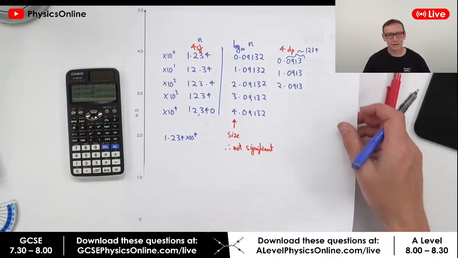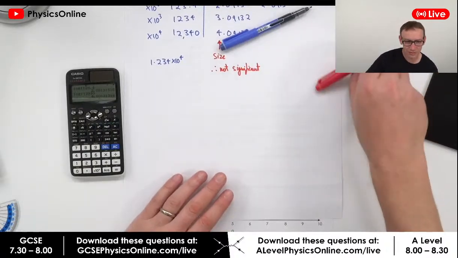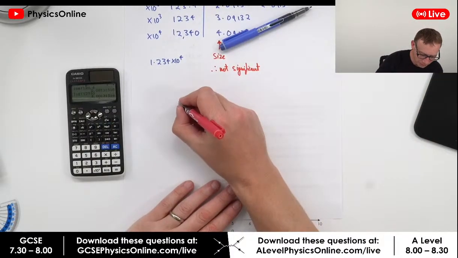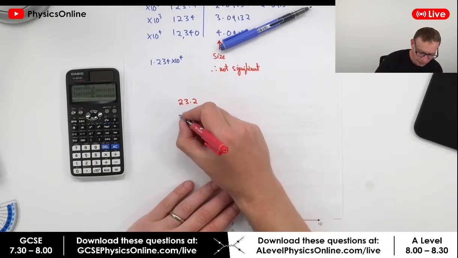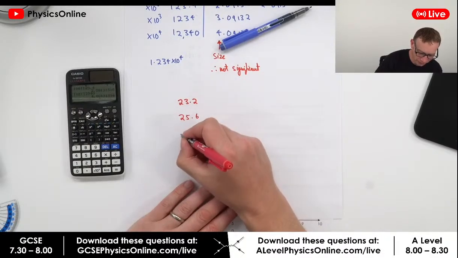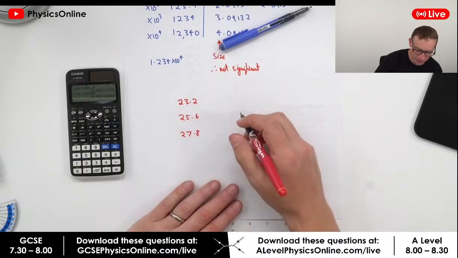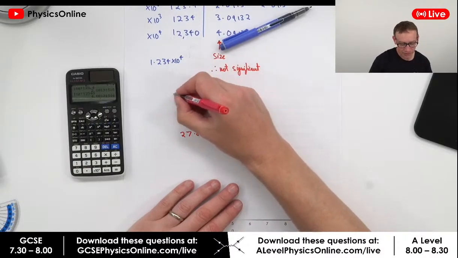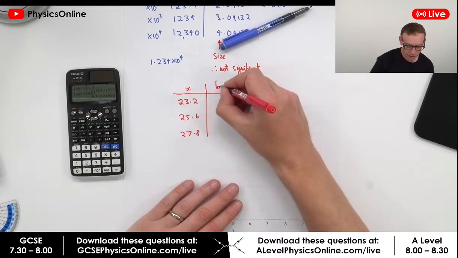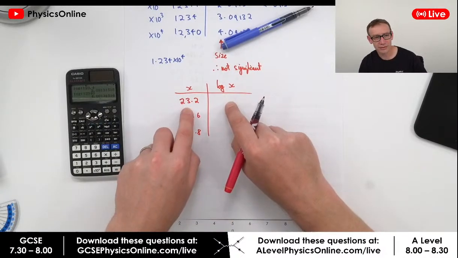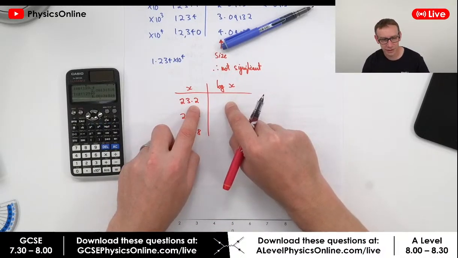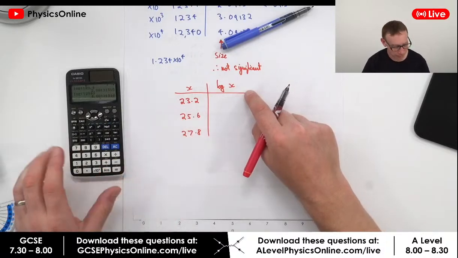But what this means is that if you had some data, like 23.2, and then 25.6, 27.8, so this is maybe a value of x. If you had to work out a value of log x, what you'd be doing here is looking at this data, thinking that's to 3 significant figures, and therefore this has to be to 3 decimal places.